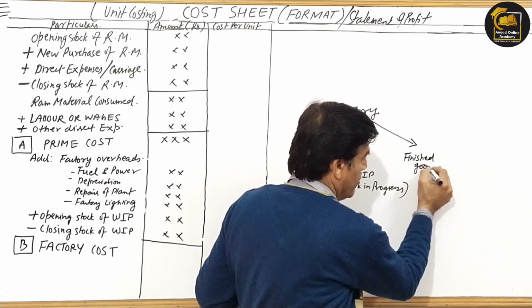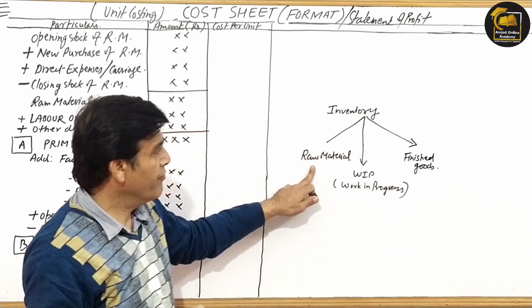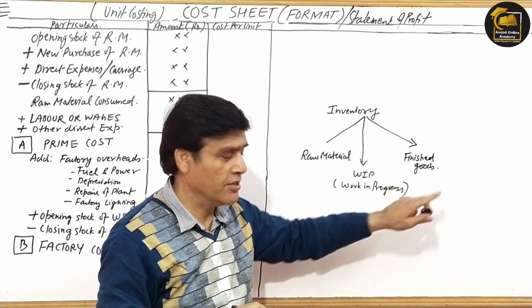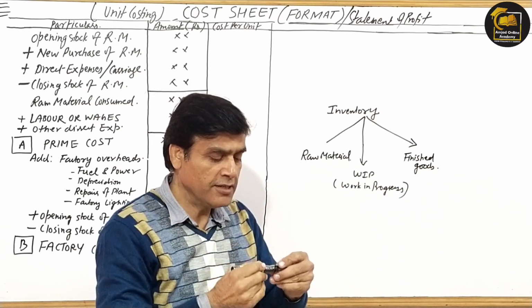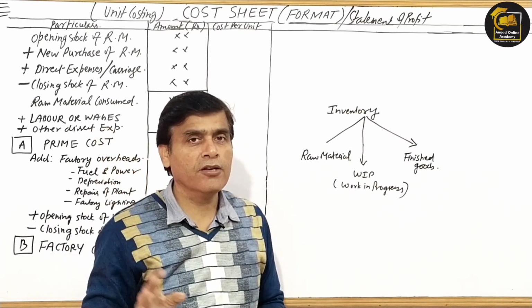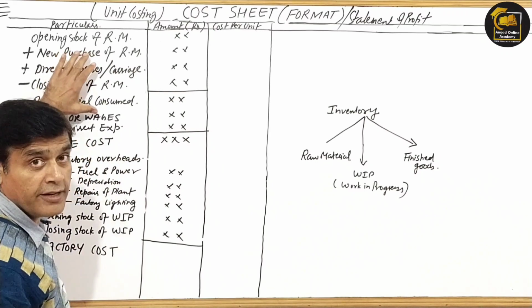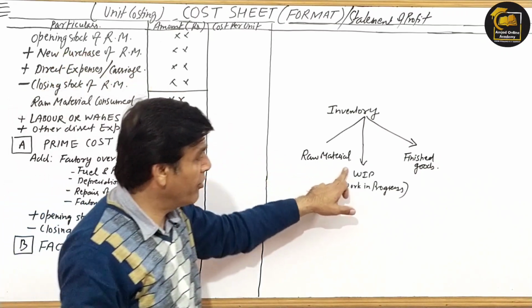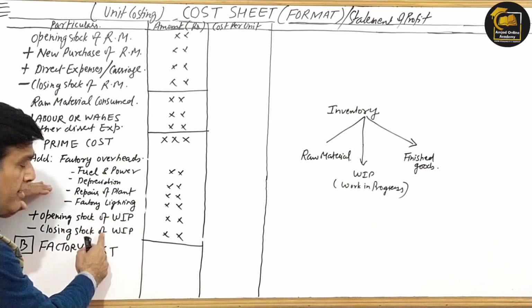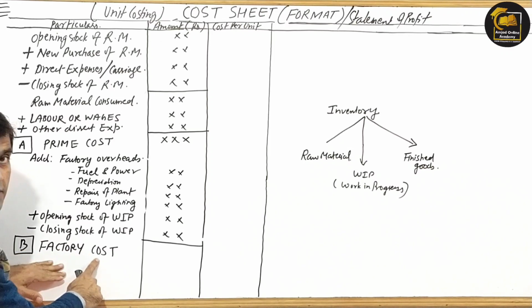Finished goods. So there are three types of inventory: raw material, work in progress, finished goods, right? Finished goods means now the goods have become ready to sell in the market. So raw material you have adjusted here in the factory, prime cost. This work in progress has to be adjusted here. When you have adjusted the work in progress here, you will reach the second head, the factory cost. This is known as the factory cost.